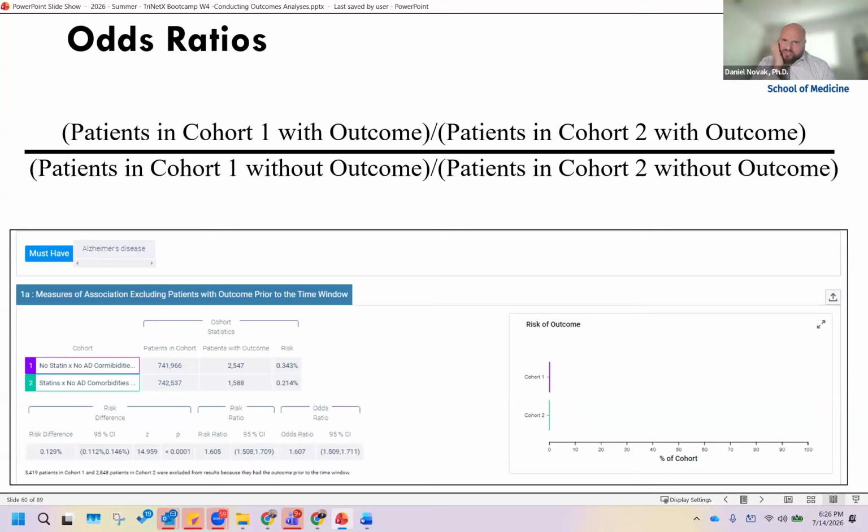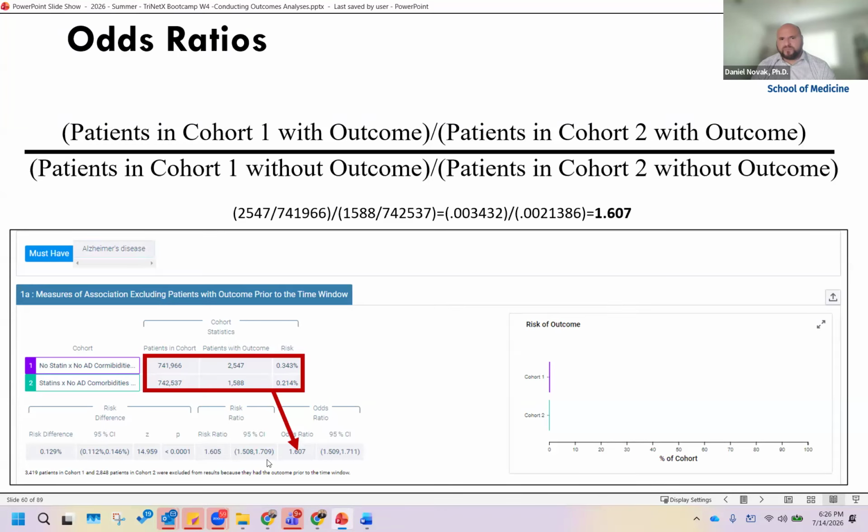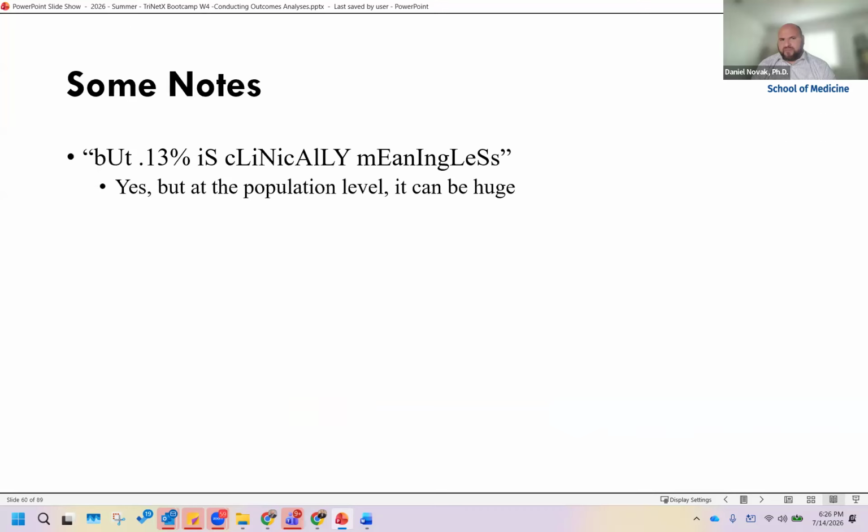And again, odds ratios are pretty grade school math. Patients in cohort one with the outcome divided by patients in cohort two with the outcome, divided by patients in cohort one without the outcome and patients in cohort two without the outcome. So it's kind of just a different way of organizing it. The numbers come out very similar sometimes, but it's more robust against smaller numbers. You'll see here that they're very similar, 1.605 versus 1.607. So the drift between those two numbers is not that big, and the drift in their 95% confidence interval isn't that big either. You can see here, if you do the math, you'll get 1.607, which is exactly what we'd anticipate.